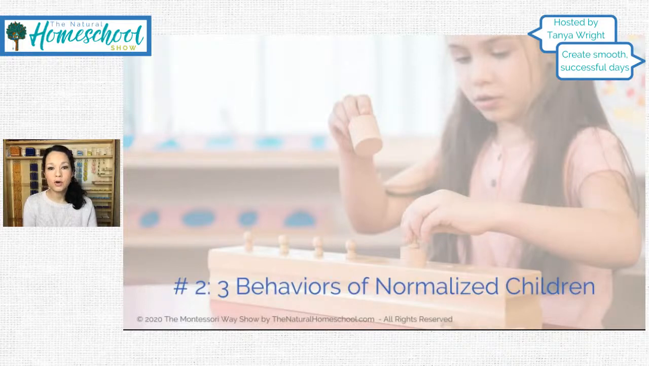Once a child is normalized, then you will see how disciplined, self disciplined they are in the environment because they know the rules, they know the routines, they have the confidence in their environment. Another behavior of normalized children is that a normalized child reaches amazing mental concentration.